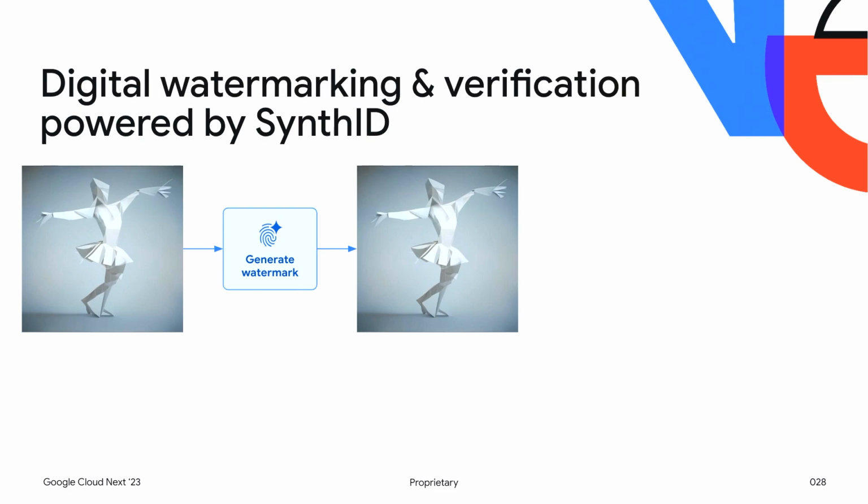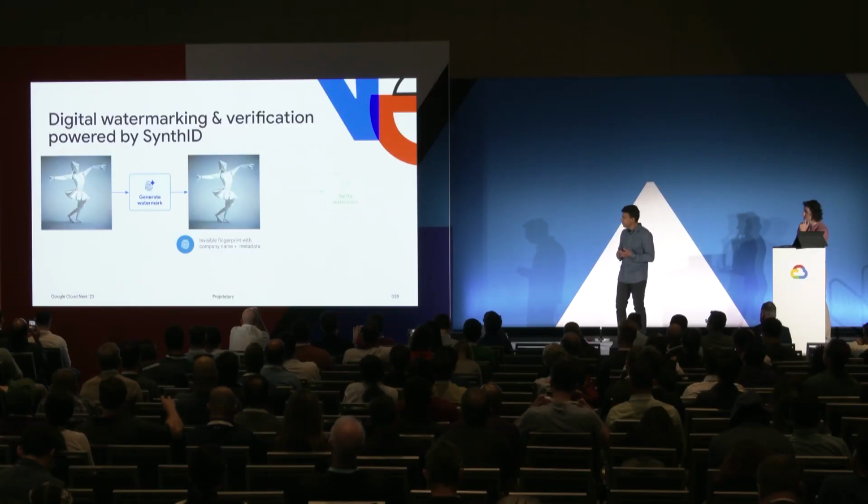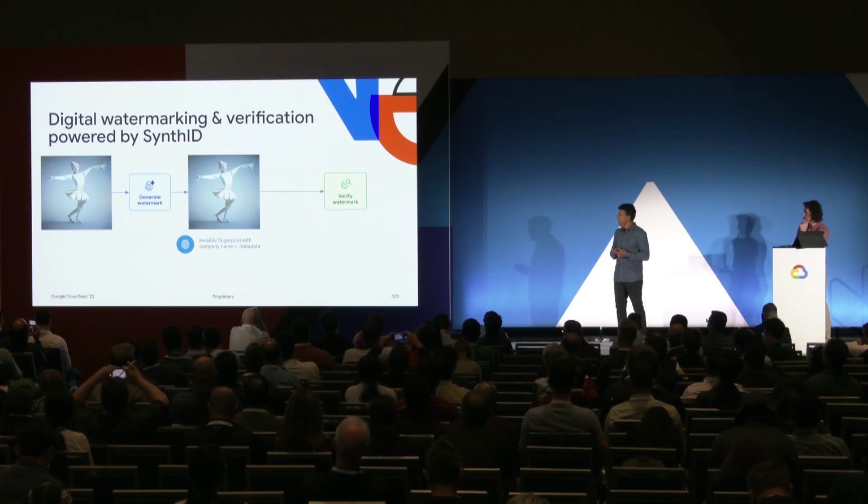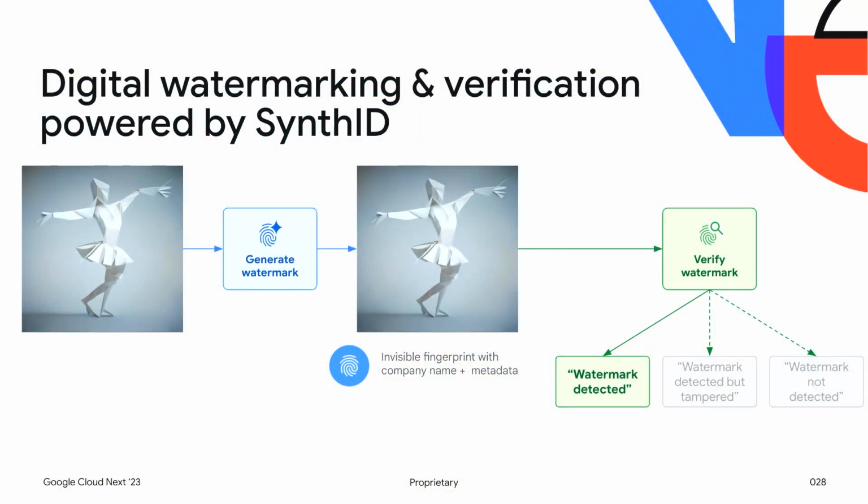And what that does is it makes it very robust. It makes it very difficult to tamper with or edit that image without knowing that that image was watermarked to begin with. And then we also provide a verification service, where you can send an image, and this verification service will tell you whether the image is watermarked, not watermarked, or whether the image was watermarked but changed. And Zach will share a brief demo.